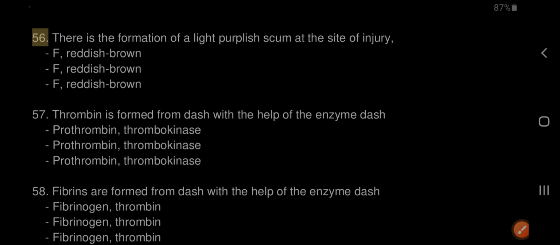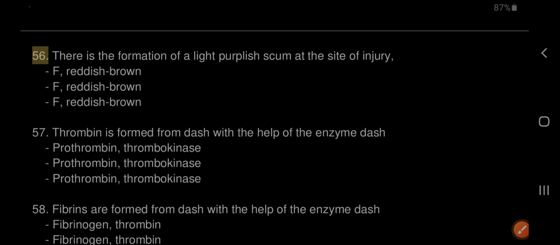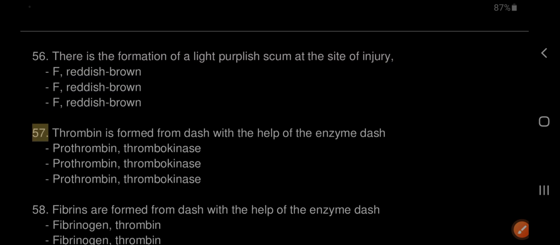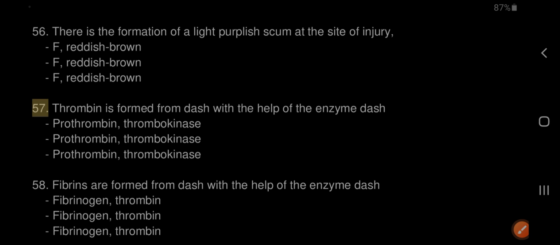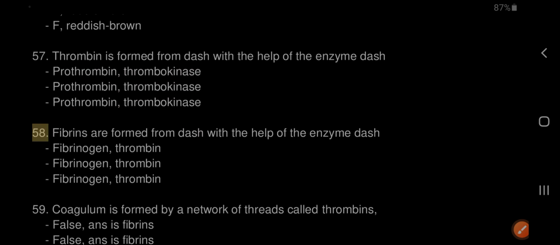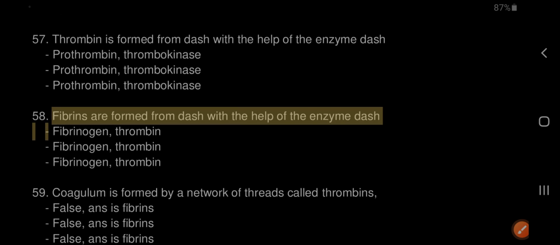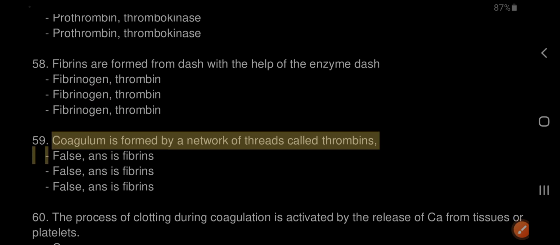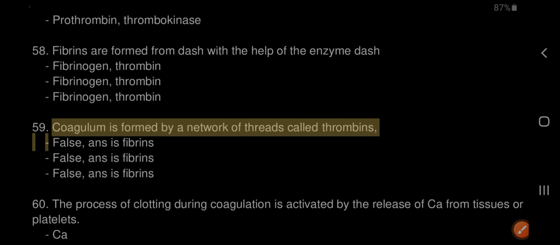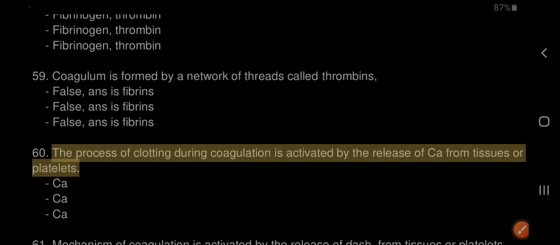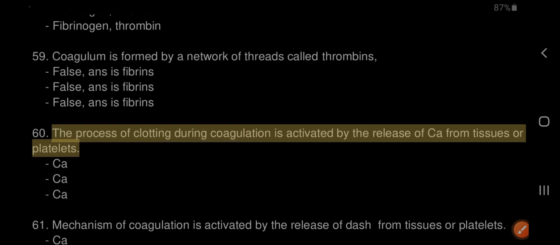56. There is the formation of a reddish brown scum at the site of injury. 57. Thrombin is formed from prothrombin with the help of the enzyme thrombokinase. 58. Fibrins are formed from fibrinogen with the help of the enzyme thrombin. 59. Coagulum is formed by a network of threads called fibrins. 60. The process of clotting during coagulation is activated by the release of Ca from tissues or platelets.